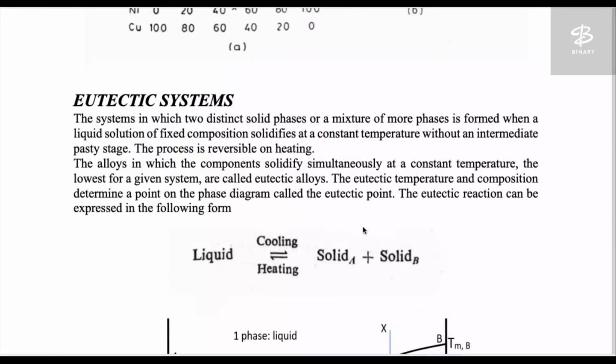Now we jump to the eutectic system. What is the eutectic system? It is a system in which two distinct solid phases, or a mixture of more phases, is formed when the liquid solution of a fixed composition solidifies at a constant temperature without an intermediate pasty state.